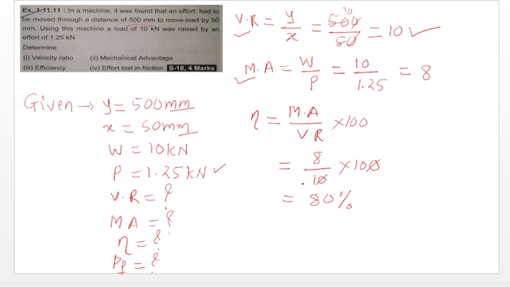Okay. Now, very important. How to find out the effort lost in friction? For that, we should know the formula of it first. Okay. Then, what is the formula? To understand the formula, you should know that the actual effort is more than the ideal effort. And the difference between actual and ideal is nothing but the effort lost in friction.